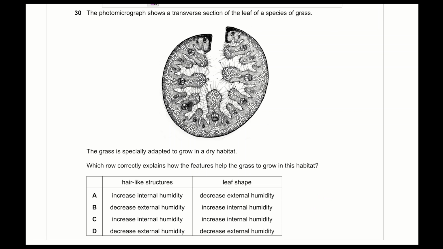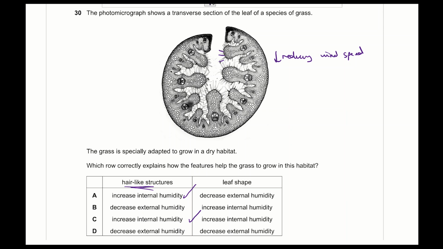Question number 30. The photomicrograph shows a transverse section of the leaf of a species of grass. The grass is specially adapted to grow in a dry habitat. Which correctly explains how the features help the grass to grow in this habitat? So this is a xerophytic plant, and these hair-like structures are called trichomes. The function of these trichomes is that they create a layer of still air, therefore reducing wind speed, therefore reducing evaporation, which helps with water loss control. Now, what happens is that the internal humidity, because we created a layer of still air inside, increases.